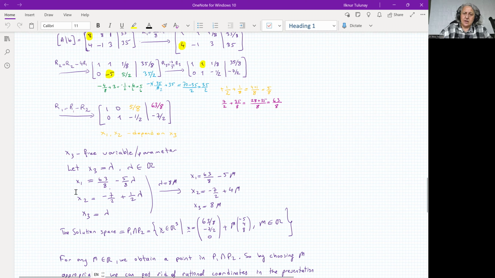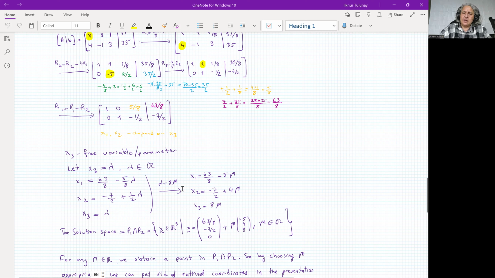So x1 will be x3 over 8 minus 5 over 8, because this one goes to the other side, and lambda represents x3. x2 will be minus 7 over 2 times x3, and this one goes to the other side of the equation, so that's plus 1 over 2, while x3 will be lambda. So x1, x2, x3 is basically the coefficients, 1/8, -7/2 and 1 times lambda, plus -5/8, 1/2 and 0.